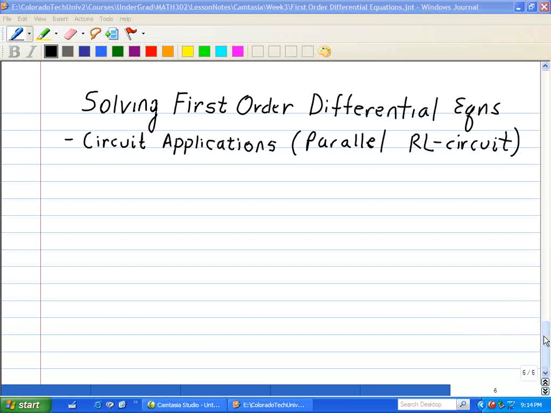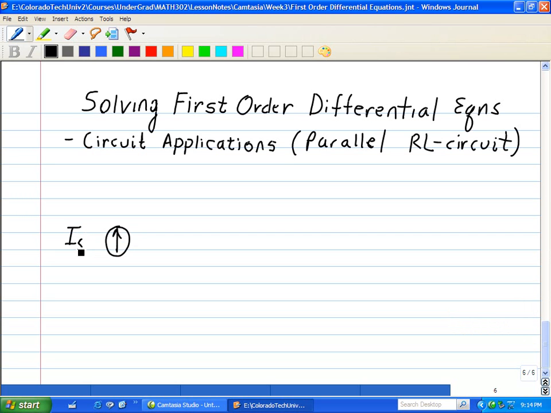We're going to continue our discussion in solving first-order differential equations, where we're going to use it to solve simple circuits. In this case, we're going to solve a parallel RL circuit. So we're going to start off with a current source. We'll call I sub S in parallel with a resistor R and inductor L.